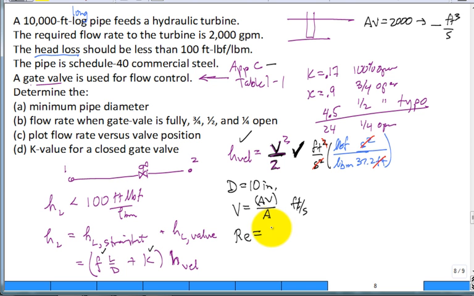The Reynolds number is rho VD over mu, or VD over nu. Either one. You look up for water. Water, they didn't tell you the temperature. Grab it at 60 degrees F is a good one. And what value did I grab? 1.22 times 10 to the minus 5 foot squared per second.